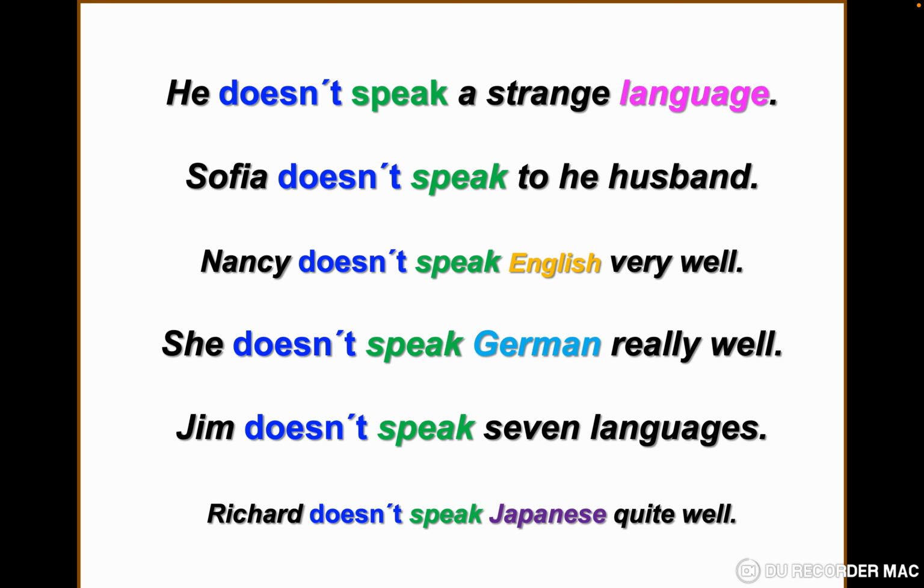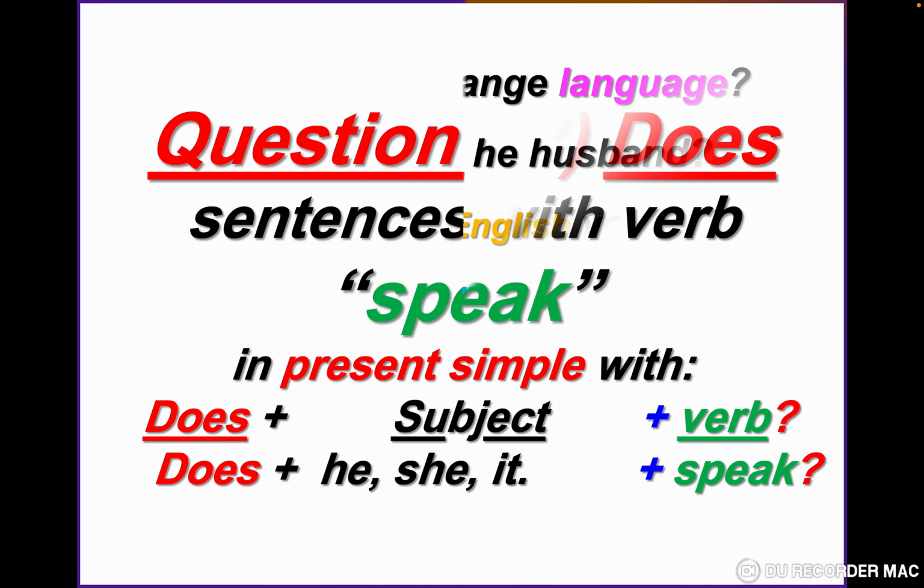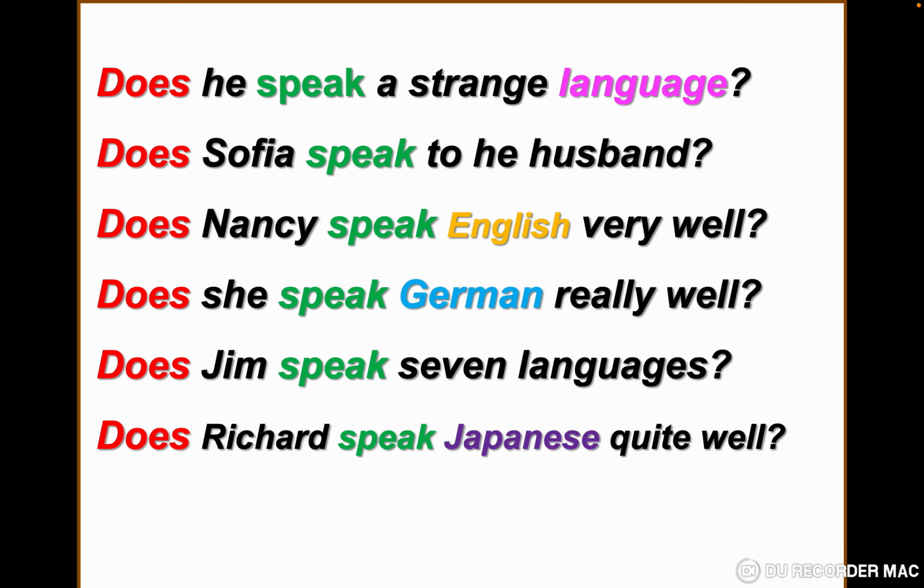Let's go to the question form. Does he speak a strange language? Does Sophia speak to her husband? There is an R missing. It's a printing mistake. Does Nancy speak English very well? Does she speak German really well? Does Jim speak 7 languages? Does Richard speak Japanese quite well?